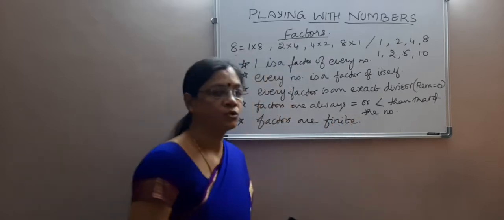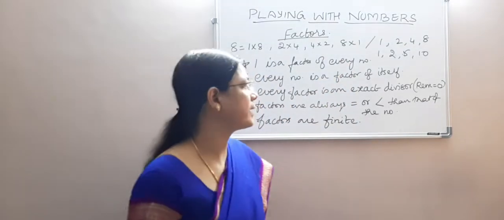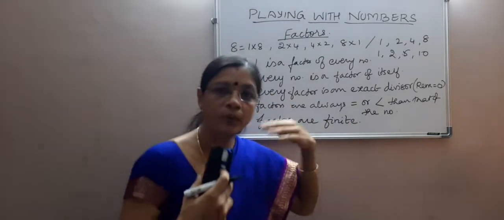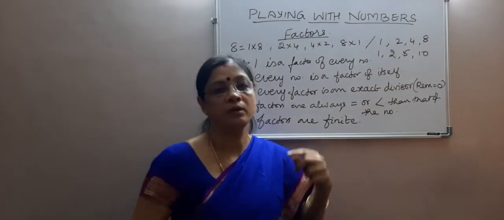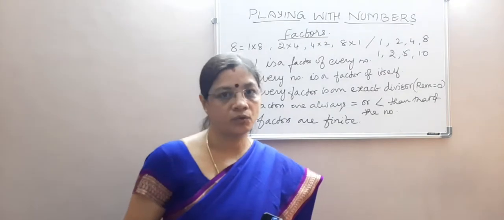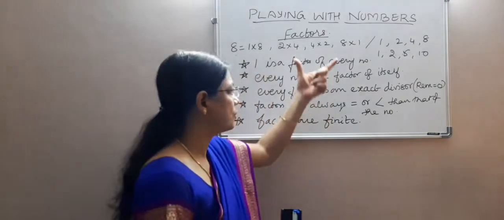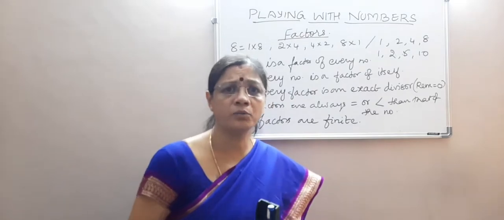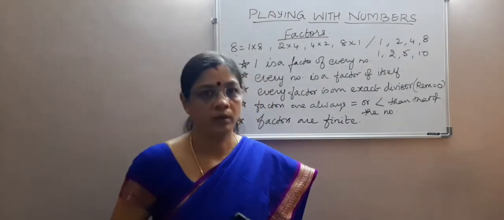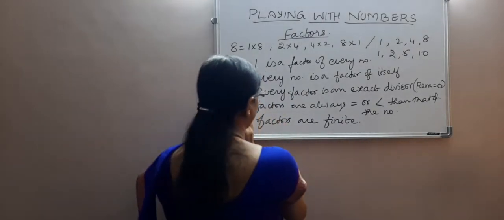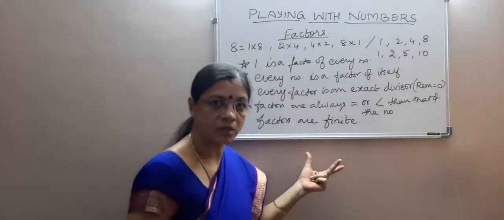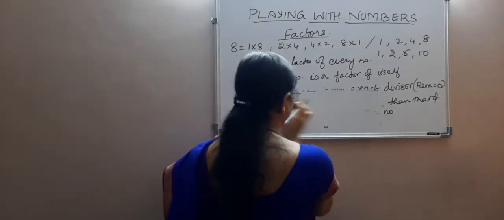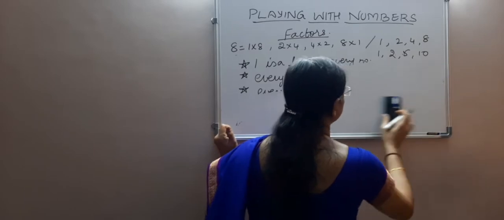Do you understand? These are the properties of factors which we ourselves will be able to find out by seeing the factors of a number. Depending on these properties, our knowledge of factors will go on. Now the next thing we need to know is, so these are the properties of factors. Hope you would have understood. We will move further.